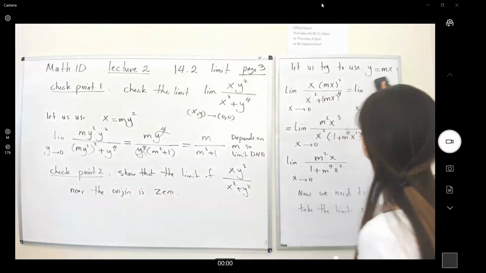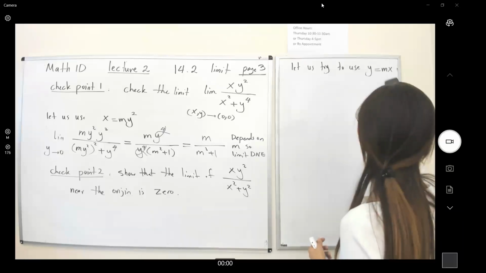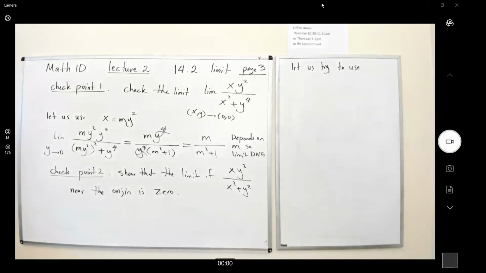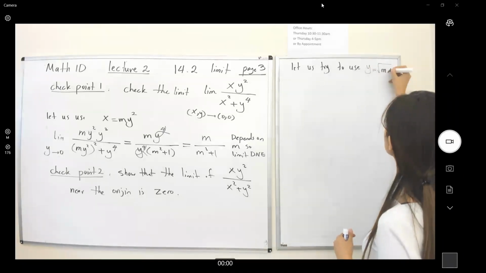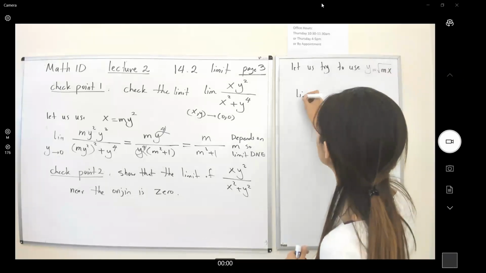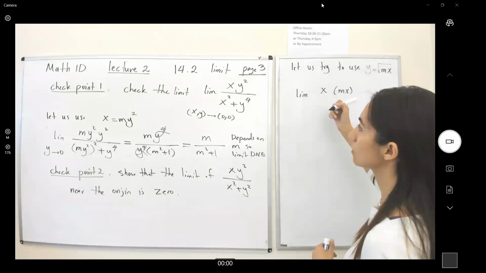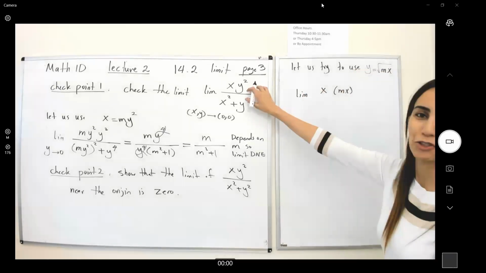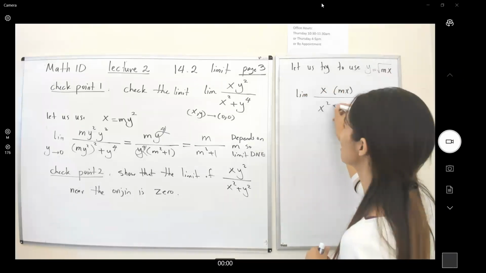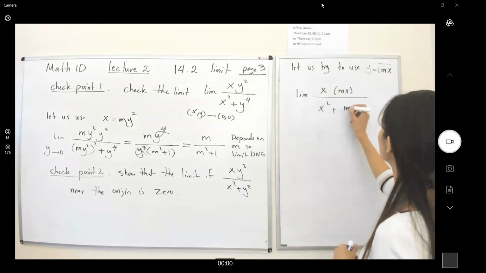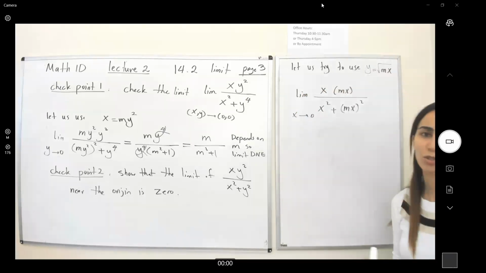We can use y equals the square root of mx. So here you have the limit of x, mx. Since it has a square root and you raise it to 2, you get mx divided by x squared plus mx squared, as x goes to 0. You get the same thing.